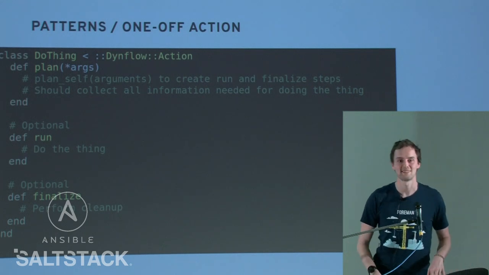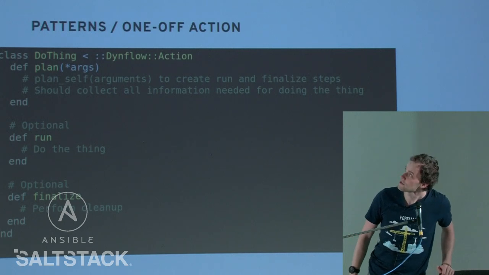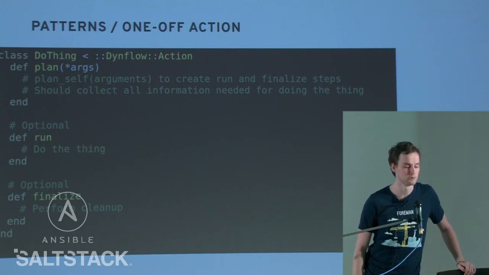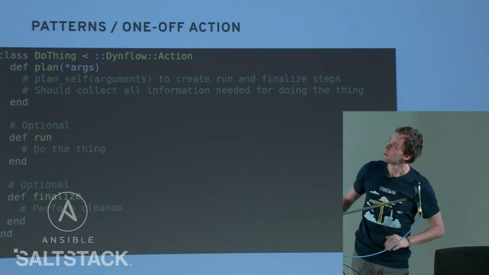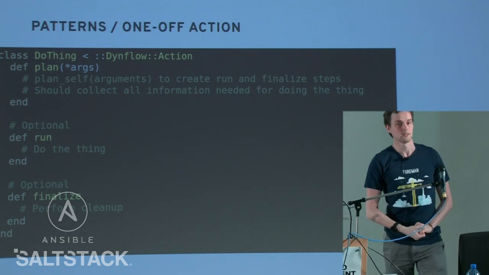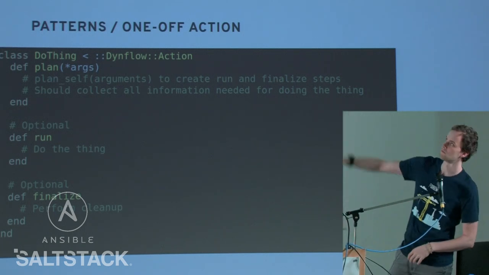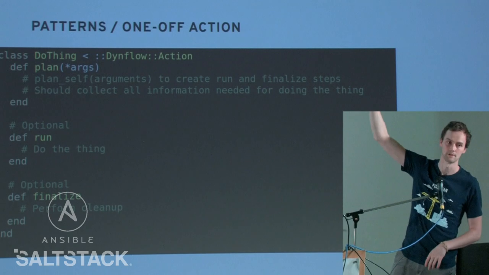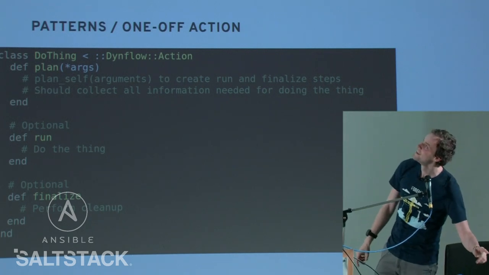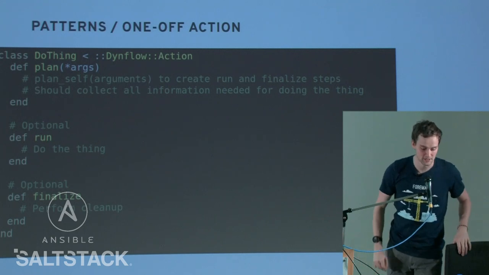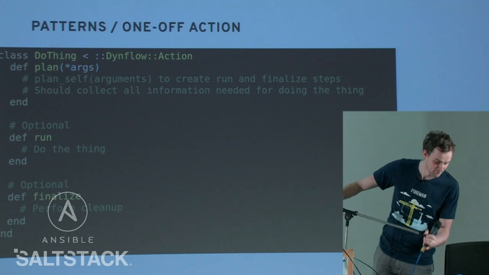Now, we're getting to the code. So, I mentioned that an action is a recipe, how to do a thing. Now, an example. An action is a Ruby class, which has to inherit from Dynflow::Action. And actually, this example is a bit misleading because it's not the simplest action that you can create.